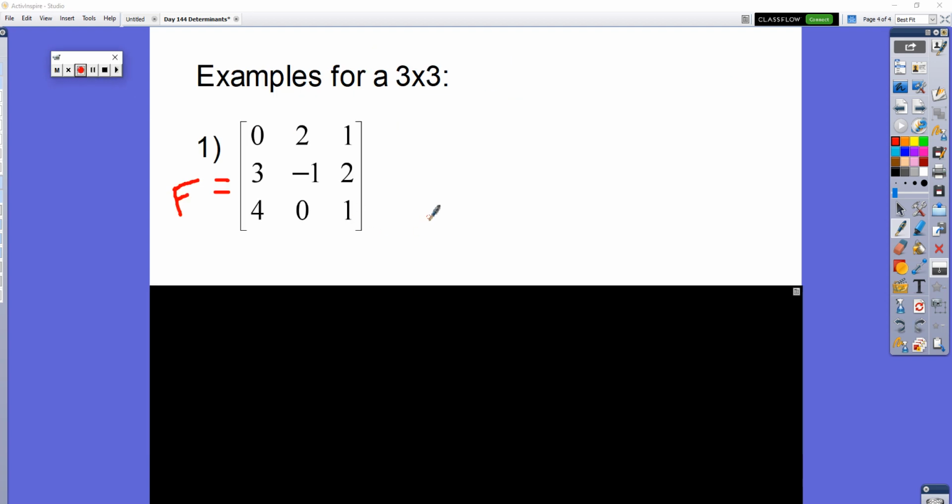So here we have matrix F, which has 1, 2, 3 rows and 1, 2, 3 columns. So this is a 3 by 3 matrix. If you're being asked to find the determinant for matrix F, you're going to want to take the first 2 columns here. So the 0, 3, 4, which is my first column, copy it next to it, and the second column, 2, -1, 0. So now you're going to want to find the 6 diagonal products and put them all together to make one single number.